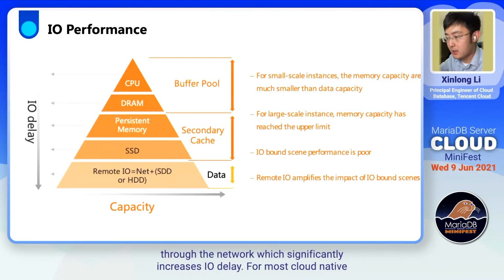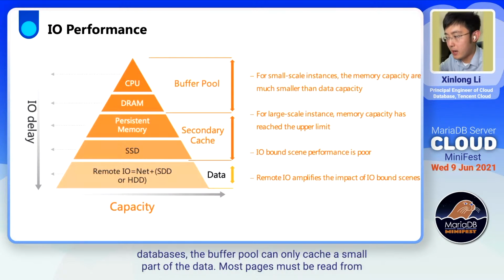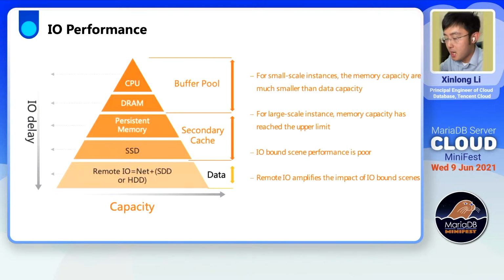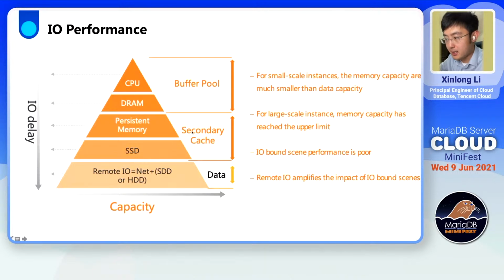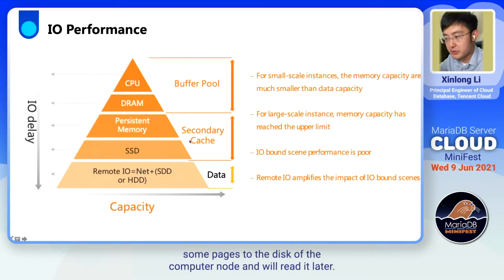For most cloud-native databases, the buffer pool can only cache a small part of the data. Most pages must be read from the remote storage. Remote page I/O becomes the bottleneck of database performance. Secondary cache is created to solve this problem. The buffer pool can eject some pages to the disk of the compute node and read them later.